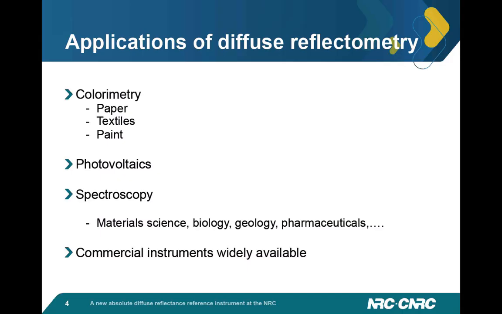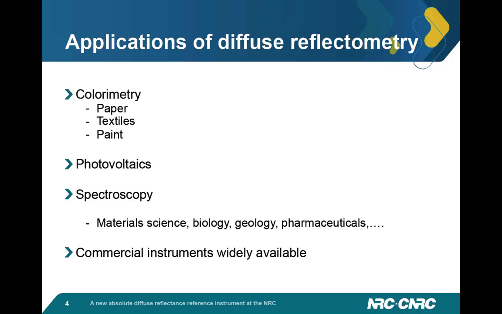As you can imagine, measuring diffuse reflectance is important anytime you're interested in the optical properties of some material with surface roughness or some sort of bulk inhomogeneity. So it finds application in a number of contexts. I'm just listing a subset of them here. One that's important to us at NRC is colorimetry for the paper and textile industries, paint, things like light management technologies and photovoltaics, and also as a spectroscopic tool in various scientific contexts.